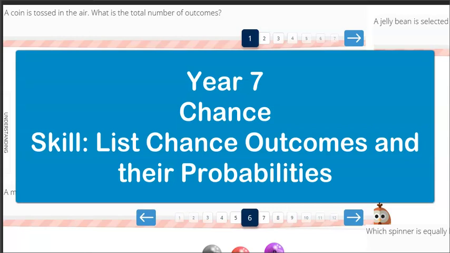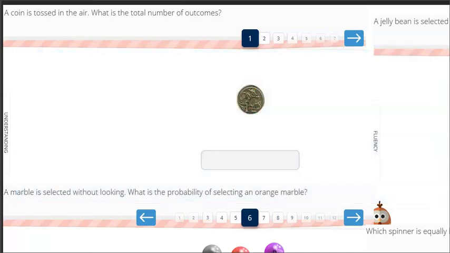Hey U7s, this video is going to be looking at the topic from the chance strand, and this is listing probabilities and their outcomes. I'm going to do 4 different examples in this quick mini video tutorial, and hopefully this will give you insight into how chance works and how to answer these questions.